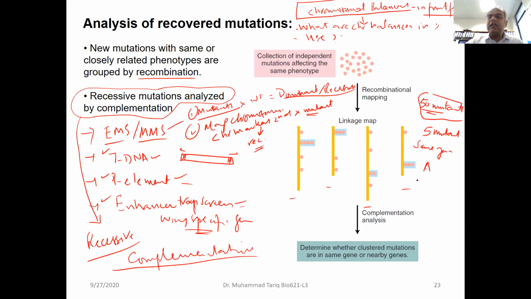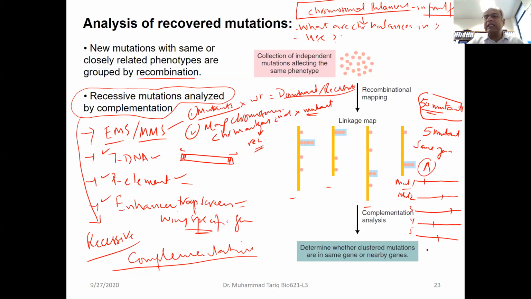Let's say this is gene A, and this is mutant 1, mutant 2, mutant 3, 4, 5. In mutant 1, gene A is mutated here. In mutant 2, it's mutated here. In 3, it's mutated here. In 4, it's here. And in 5, it's different. So these are possible, and these are basically when the same gene is mutated. It is a different form of the same gene.